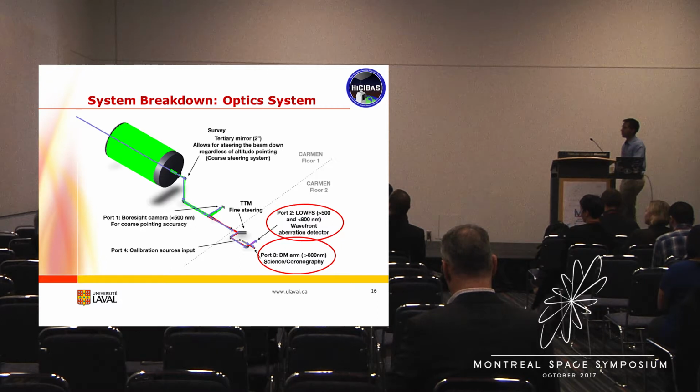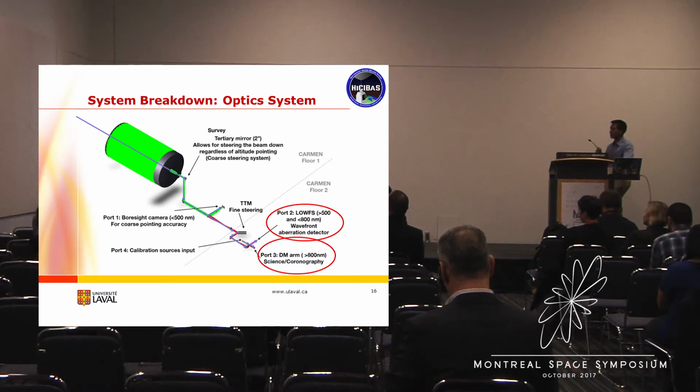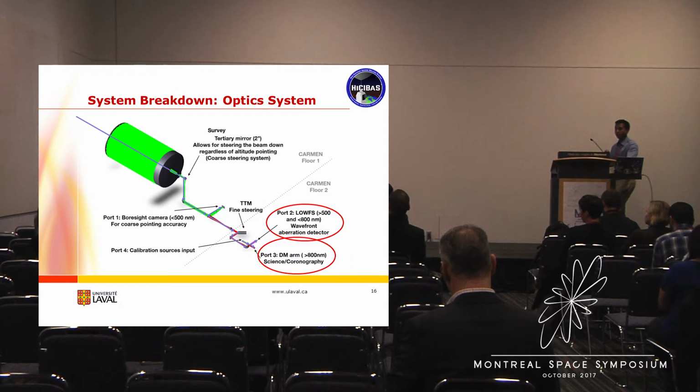And then we get to our TTM, or tip tilt mirror, which is going to give us that fine steering, or that fine precision that we want in our pointing system. Then there's the redirection to ports 2 and 3, which are the lower wavefront sensor and the deformable mirror, which I'll talk about shortly. And the fourth one is calibration sources, giving us visible and infrared light that we can use for our two optic systems. In a worst case scenario, if we can't detect any light, we can use those calibration sources to at least validate the performance and operation of our optic systems.